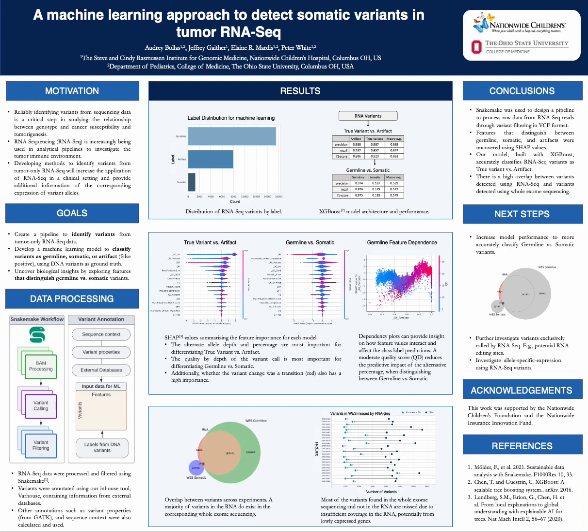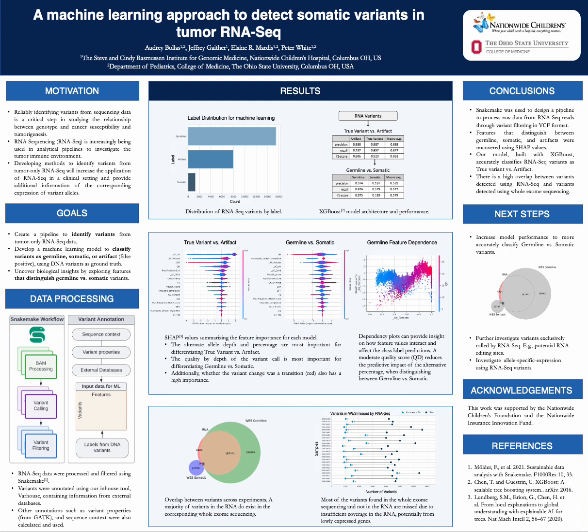So some of the conclusions: Snakemake was used to design a pipeline to process raw data from RNA-Seq reads all the way from BAM processing to variant filtering in VCF format. Features that distinguish between germline, somatic, and artifact were uncovered using SHAP values. Our model, built with XGBoost, accurately classifies RNA-Seq variants as true variants versus artifact, and there is a high overlap between variants detected using RNA-Seq and whole exome sequencing. Some next steps, the main one is to increase model performance to more accurately classify germline versus somatic.